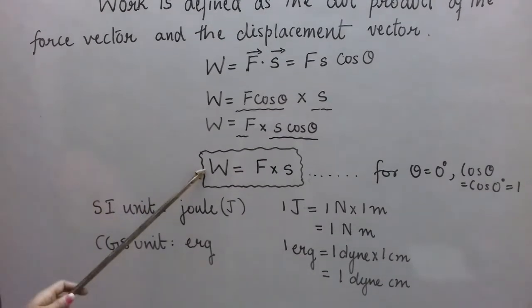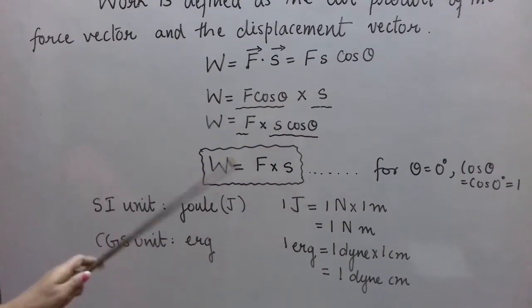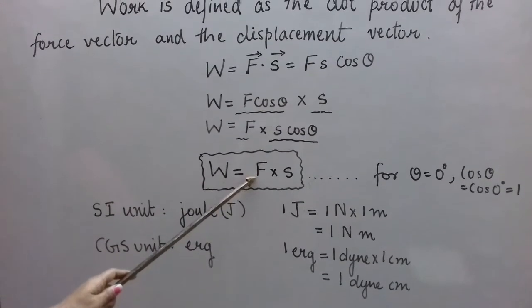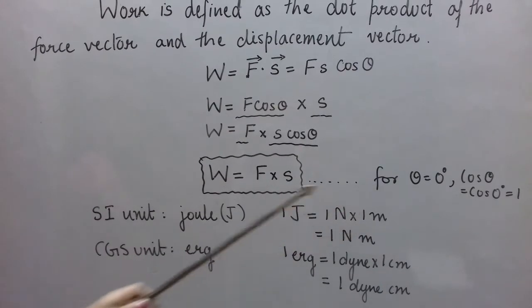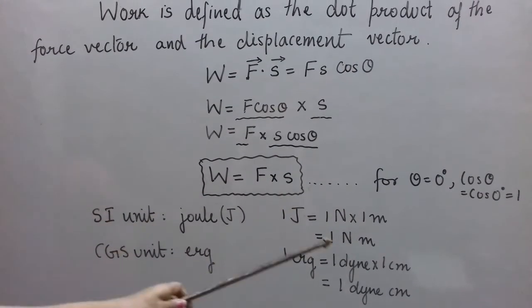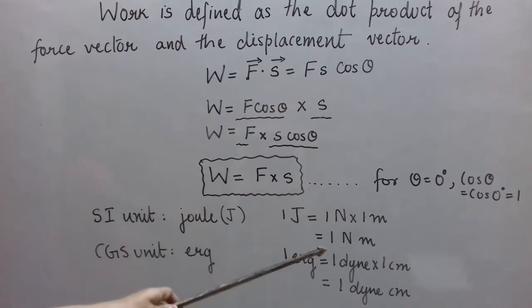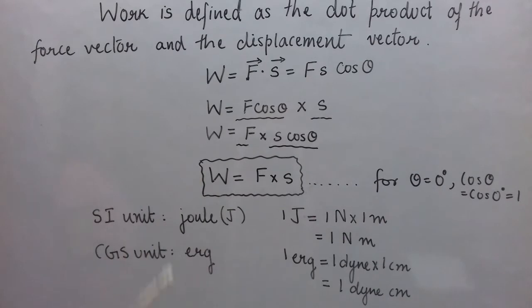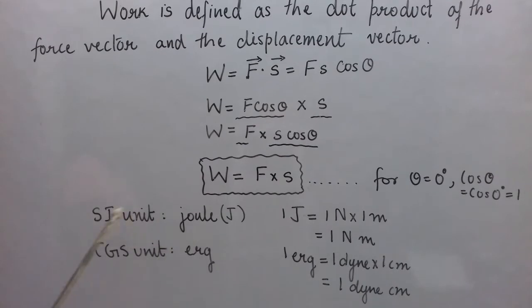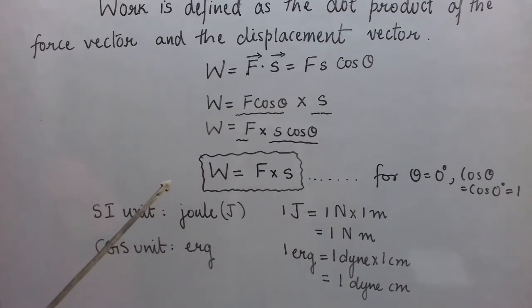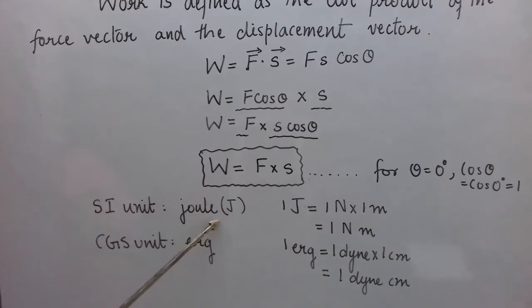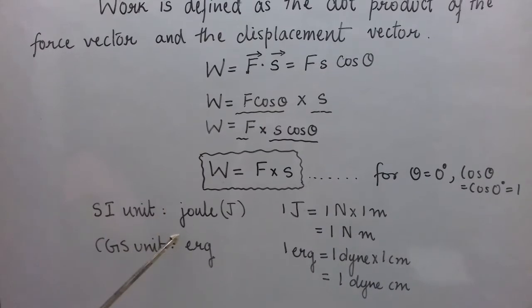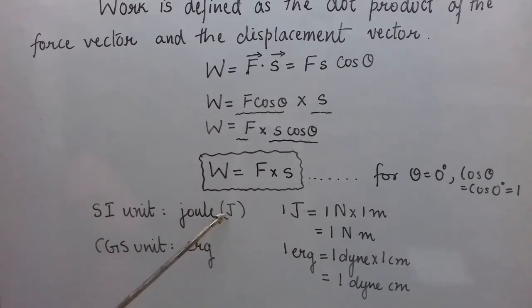So SI unit of work, from this equation when you see, just see the right hand side. You know force SI unit is Newton. Displacement SI unit is meter. So SI unit of work should be Newton meter. Yes, it is right. Newton meter is SI unit of work, but it is given a special name in the honor of scientist Joule. So SI unit of work is Joule. When you write the complete spelling of the unit, you will start with small letter j. When you write its symbol, it is capital J.